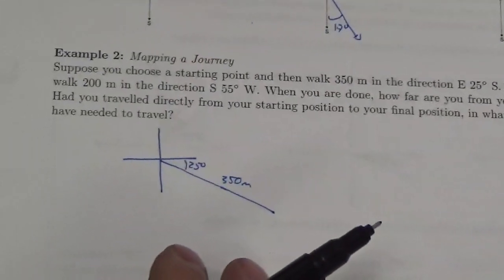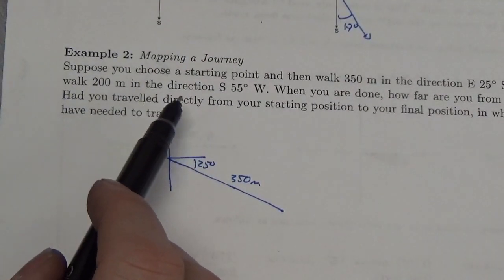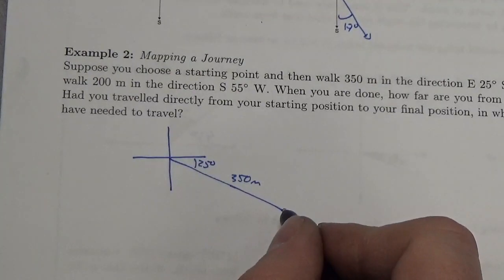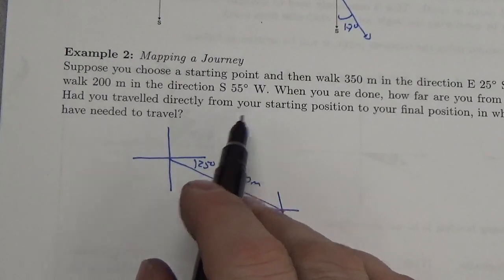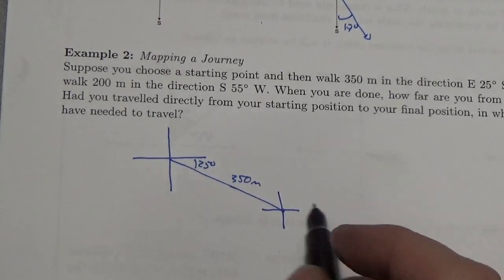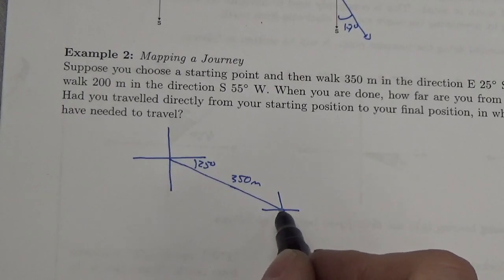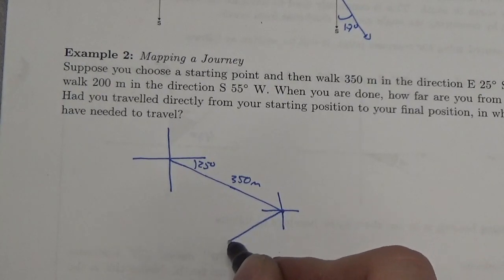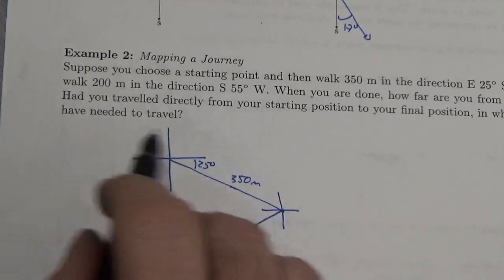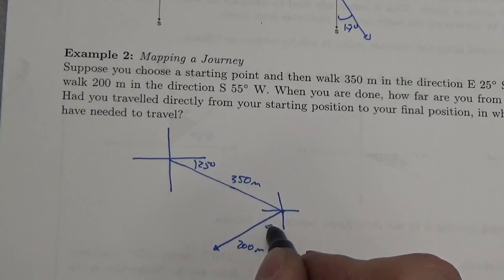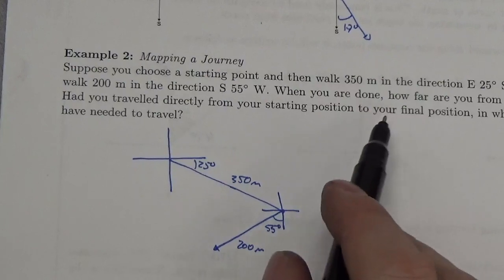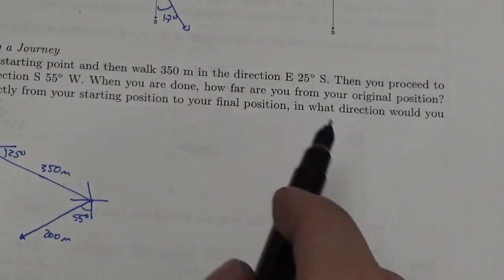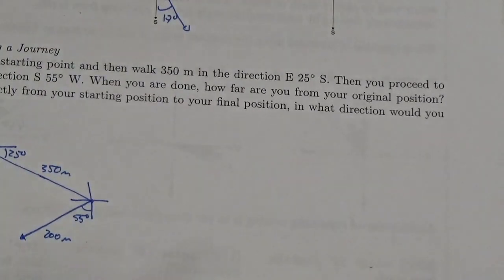Then you proceed to walk 200 meters in the direction south. Okay, so here's where I stop, and I'm going to draw my compass points again. And I'm going to walk 200 meters in the direction south 55 degrees west. So that's going to be out here. This is going to be 200 meters, and so it was south 55 degrees here. So this is where the 55 degrees goes, right there. Now, the question is, when you are done, how far are you from your original position?